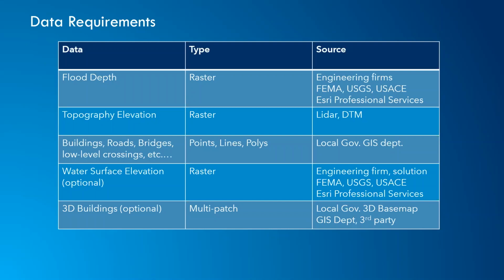Then the assets that you do want to analyze need to be points, lines, or polygons. It's very simple, and most organizations have this. So if you have points, lines, or polygons, you can analyze the impact of flooding on your assets. As I said, water surface elevation is also a raster. This is optional. You can get it from the same sources where you get the flood depth rasters, or you can generate it using the solution.